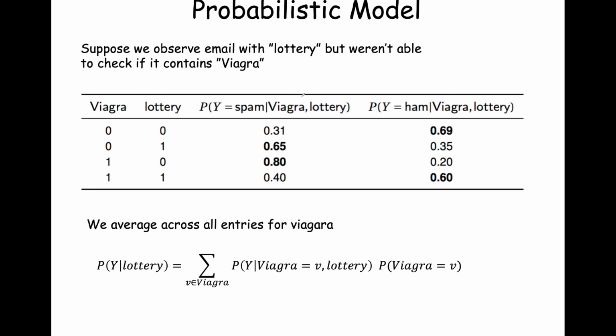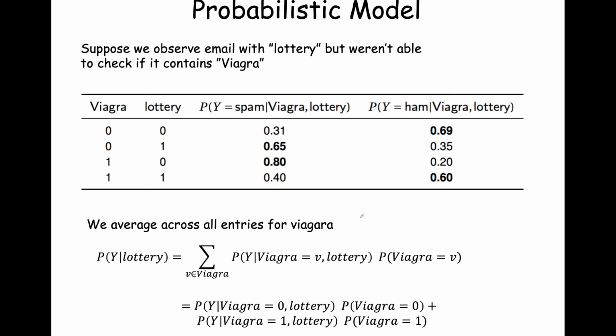We can average this across all the entries for Viagra. And so we write the probability of our label given just lottery is equal to the sum over all instantiations of Viagra of the probability of the label given Viagra and lottery times the probability of Viagra given lottery. If you actually do out the math, it does work out mathematically. I'll leave that to you to work out now that you understand how conditional probabilities work in Bayes' rule, sum rule, and product rule.